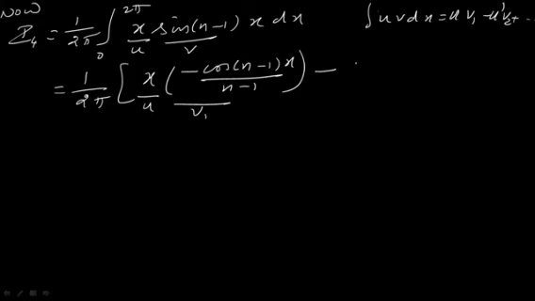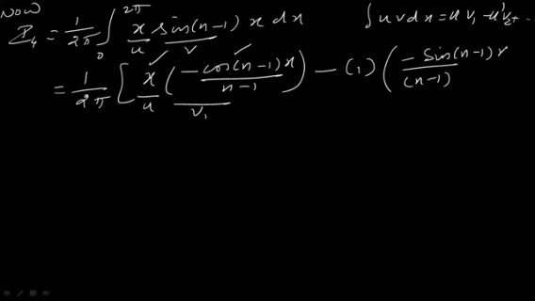Next minus u dash. So differentiating x you get 1 and v2. v2 is nothing but integrating v1 once again. So you have minus 1 by n minus 1 as a constant. So integrating cos n minus 1x you get sin n minus 1x divided by n minus 1. Already you have n minus 1 in the denominator. So you get n minus 1 the whole square. The limit from 0 to 2 pi.